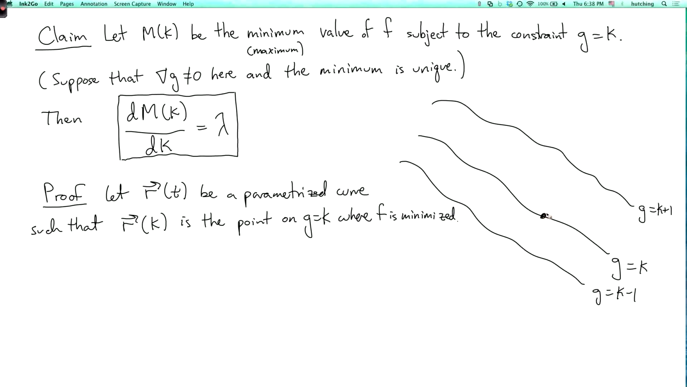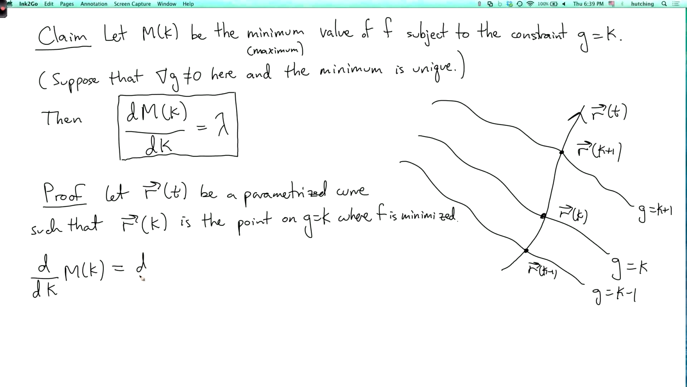So r of k is some point over here on g equals k. This is where f takes the minimum value on g equals k. And f takes the minimum value on g equals k plus 1 at some point r of k plus 1, and f takes the minimum value on g equals k minus 1 at some point r of k minus 1. And of course k could also be some number that's not an integer, and we put all of these points r of k into this parameterized curve r of t. Okay. Now let's look at the derivative with respect to k of m of k.